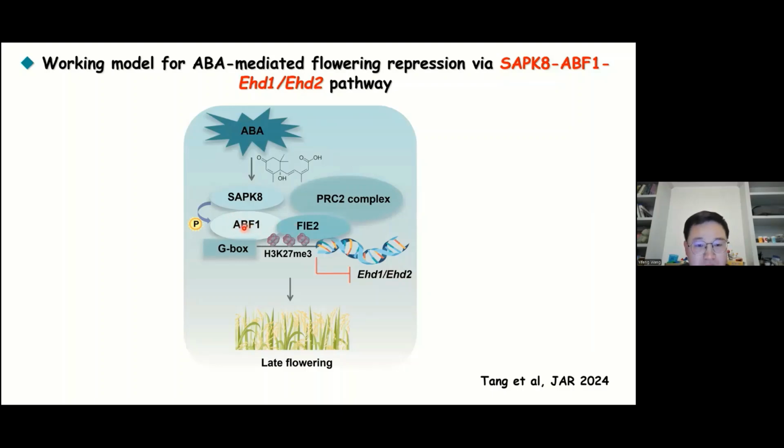And ABF1 can recruit FIE2, a member of the PRC2 complex, to deposit H3K27 methylation suppressive modification on these two genes' promoters, and finally delay rice flowering.